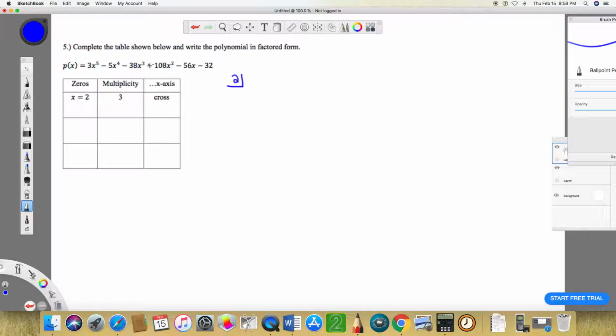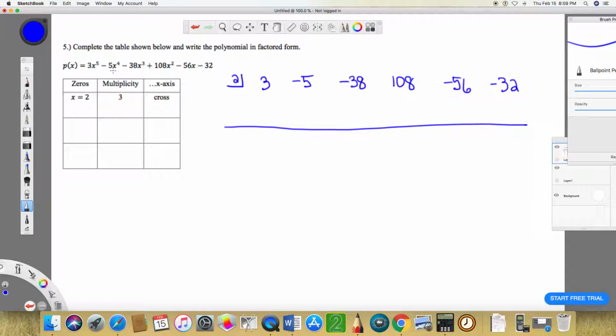So let's make sure that this is in standard form, which means that the exponents should be in descending order: 5, 4, 3, 2, 1, and the constant. So everything is set up and ready to go. We just have to be very careful to not make any arithmetic errors, or just accidentally copy down the wrong values, which I often do.